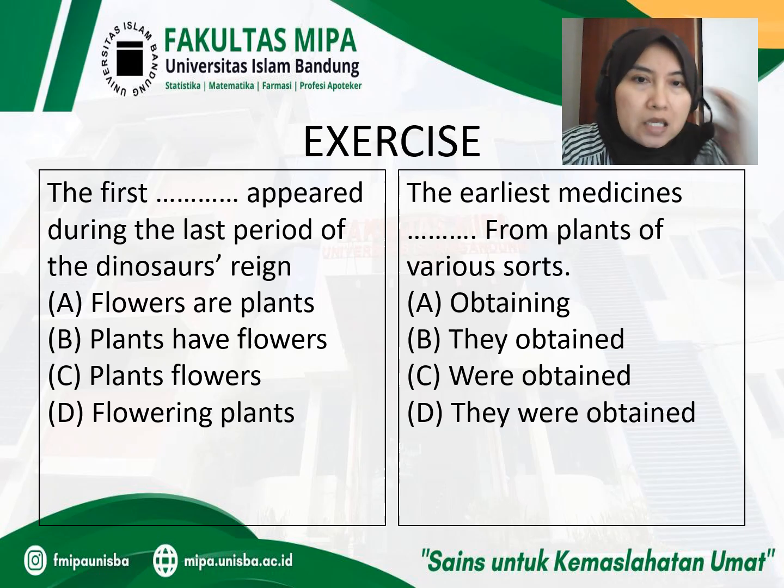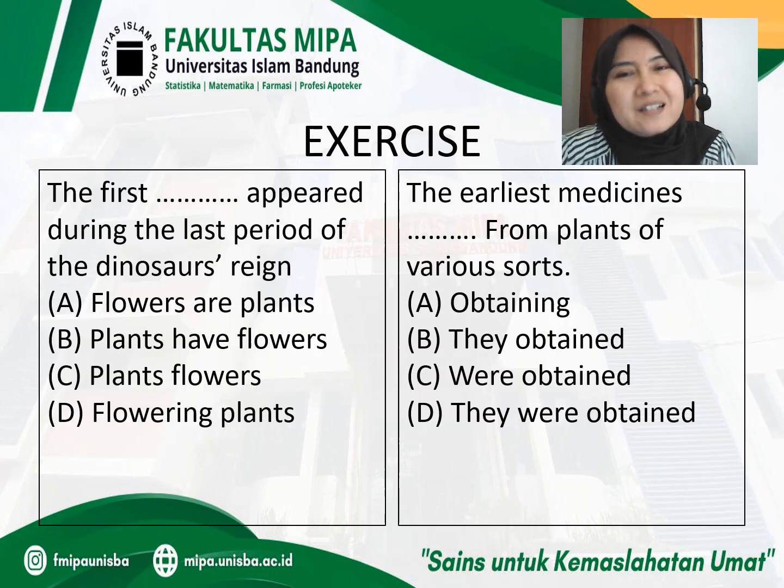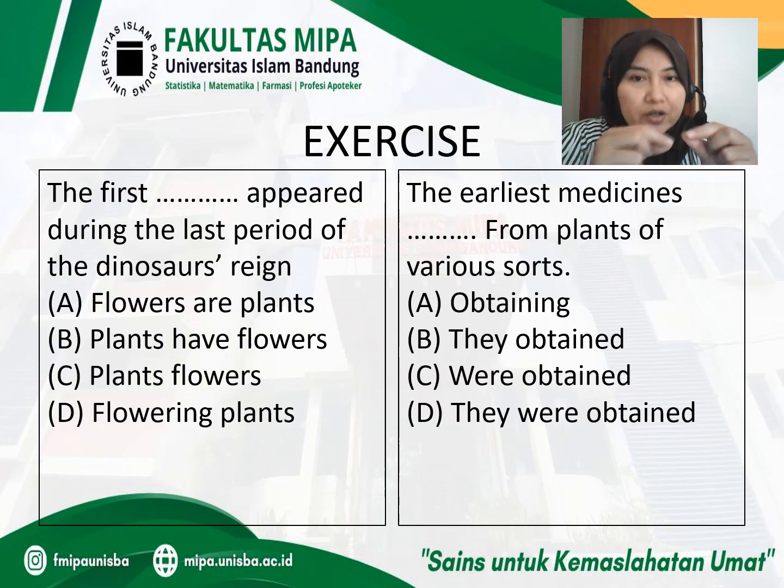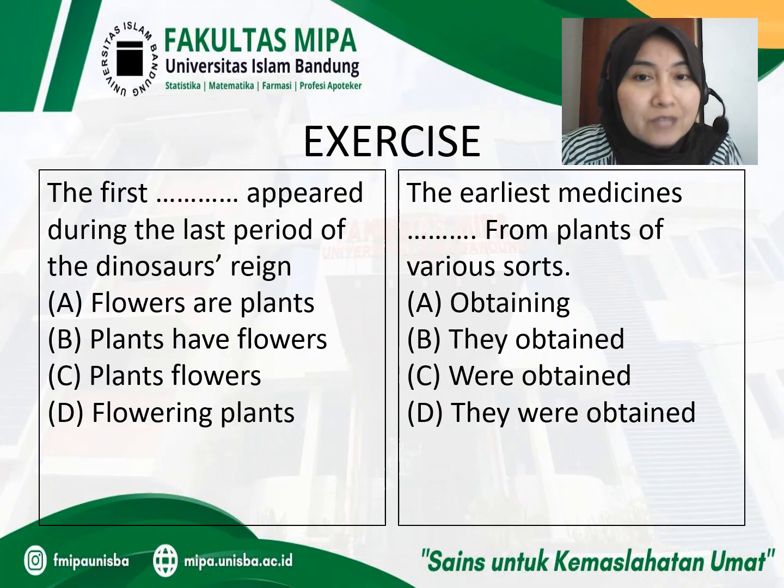Option C, "plants, flowers." This is grammatically incorrect, so this cannot be a subject. Option D, "flowering plant." This is a noun phrase because "flowering" here is an adjective and "plant" is a noun. The word "flowering" is a present participle describing "plant." Together, it forms a subject. So the correct answer is D, flowering plants. Here, in this question, the -ing word functions like an adjective, not a verb.